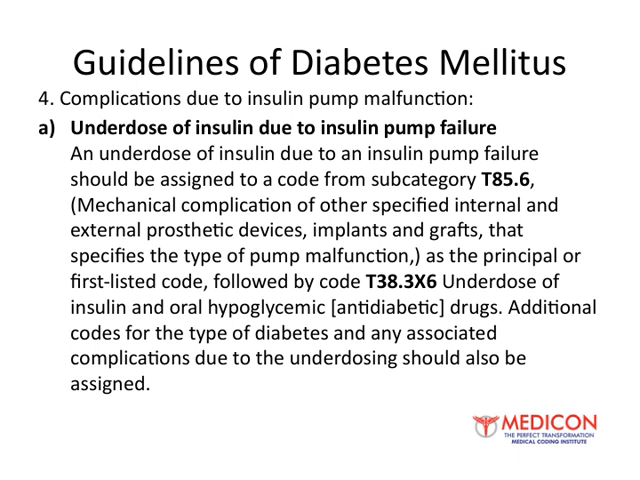It's important to specify the exact type of pump malfunction in this code to ensure accuracy. The underdose itself should be coded with T38.3X6, which indicates an underdose of insulin and oral hypoglycemic drugs. And don't forget, it's essential to also assign additional codes for the type of diabetes the patient has, as well as any related complications resulting from the underdosing. Connecting this to the overall theme, understanding these coding guidelines helps us properly document and manage the potential risks and complications associated with insulin pump use. It ensures we're accurately capturing the clinical scenario, which is vital for treatment, billing, and patient safety.